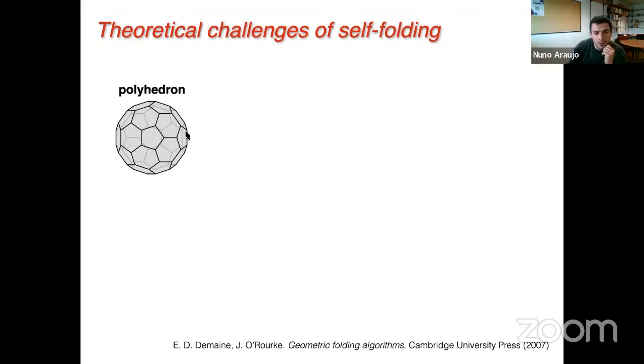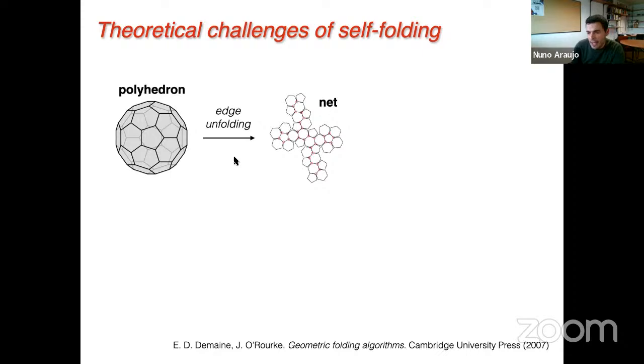And so one way to do that is to do a process that is named edge unfolding. So the idea is that you start with the polyhedron and you cut along the edges and you try to find a cut for which you end up having an open structure that is a two-dimensional structure. And this is what we call the net. So the net is the union of the faces of the polyhedron in a two-dimensional configuration, and the cuts cannot be done arbitrarily. They need to fulfill a certain number of conditions.